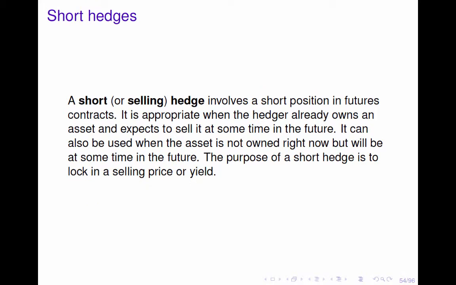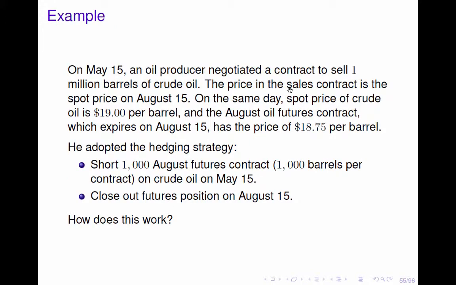A short hedge involves a short position in futures contract. It is appropriate when the hedger already owns an asset and expects to sell it at some time in the future. It can also be used where the asset is not owned right now, but will be at some time in the future. The purpose of a short hedge is to lock in the selling price or yield. Here's an example of short hedge.